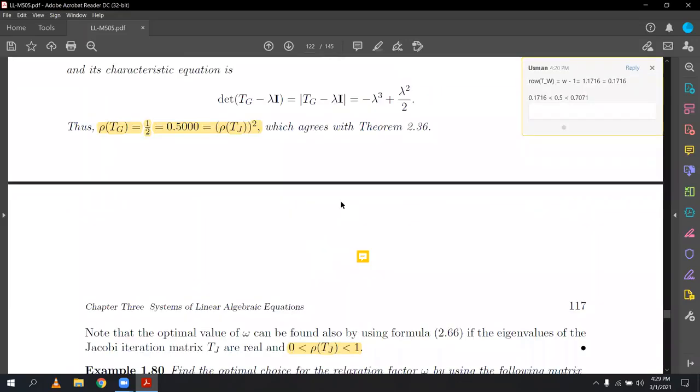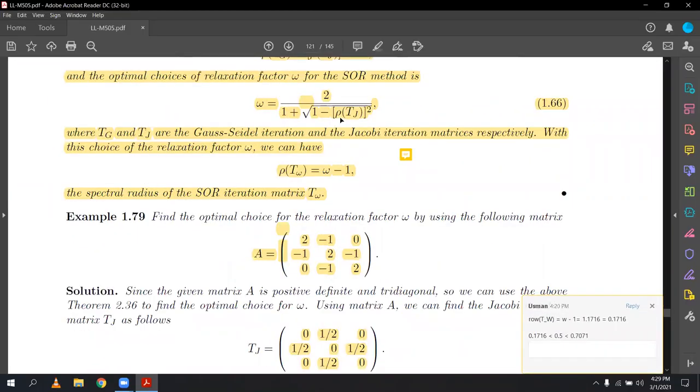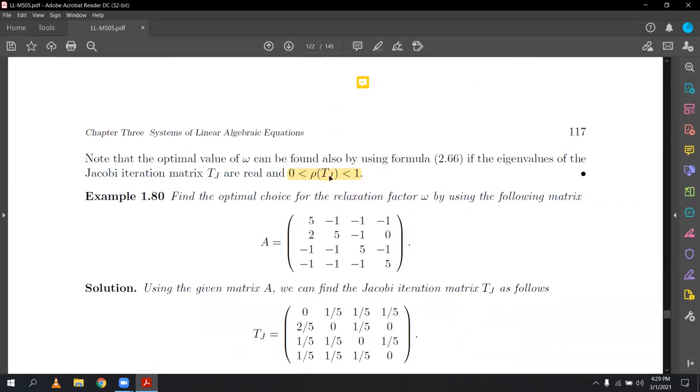If it is not, then we have a problem here, because this will be a big value, and big value means greater than 1. So 1 minus something greater than 1 is a problem in the square root. We never have a negative inside here. Therefore, if the spectral radius is between 0 and 1, then you take the power, and it becomes smaller.